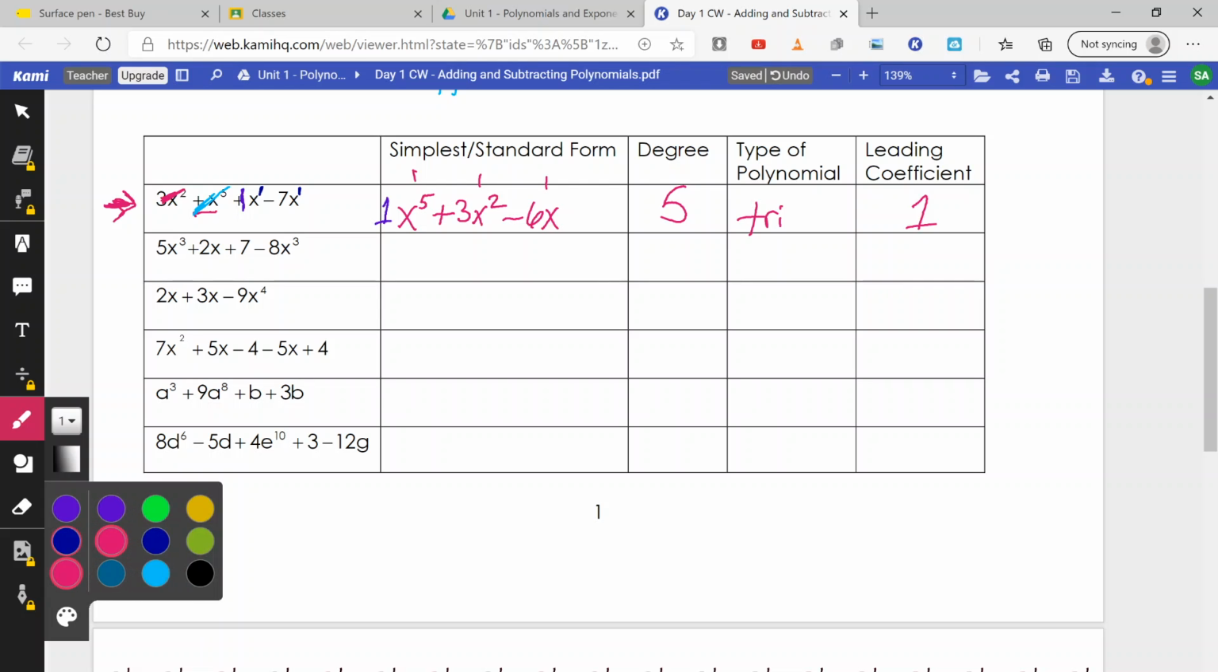I'm now going to look at the third example here, the 2x plus 3x minus 9x to the 4th. Simple standard form, again, order from highest exponent to lowest. Here I have x and x, so exponent of 1, exponent of 1, and then the last guy has an exponent of 4. So the highest exponent is 4. So I bring the whole thing to start off with. So the minus 9x to the 4th. And then I have 2x plus 3x. Because they're the same thing, I can just add the numbers. 2 plus 3 gives me plus 5x.